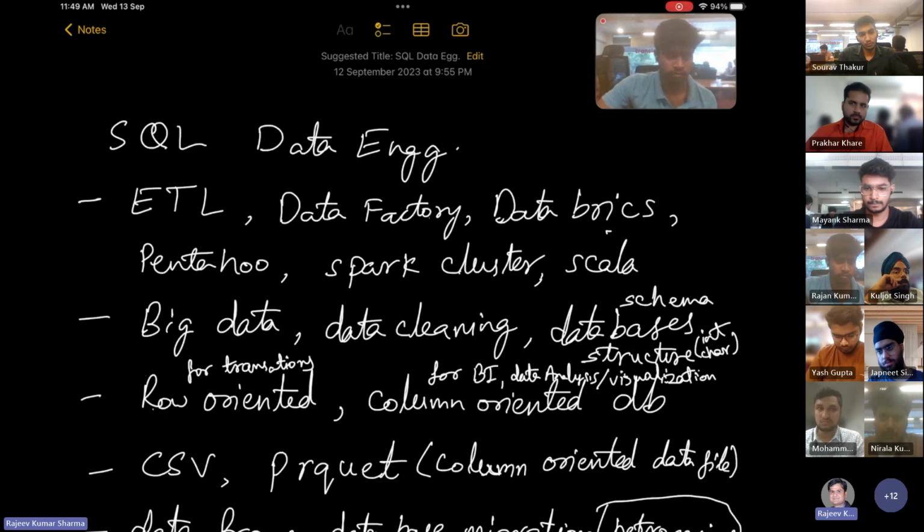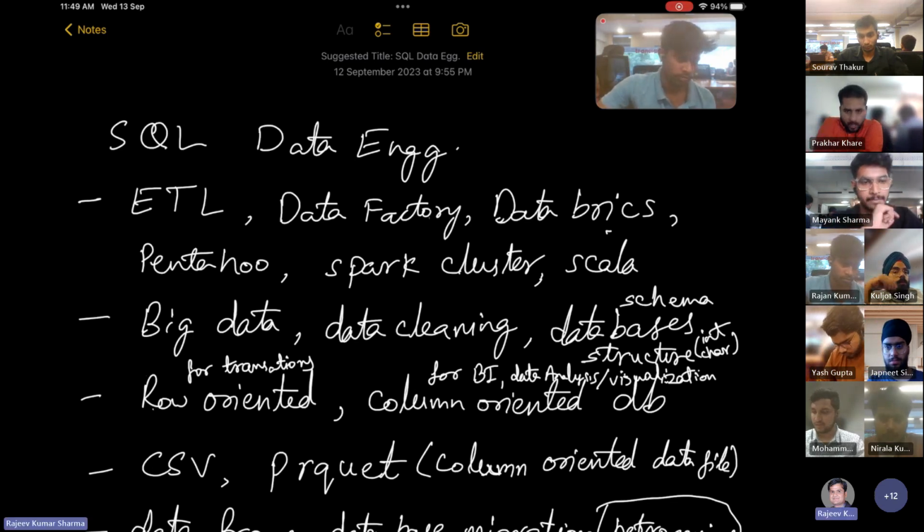So now you are clear with the different types of data and what big data is, and the third thing is how to deal with that big data. This is the big question.